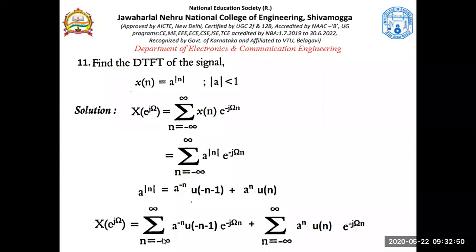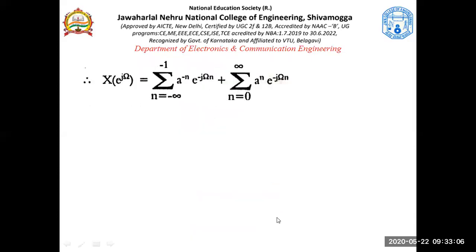Now change the limits of summation here. From where to where? U of minus n minus 1 is 1 from minus infinity to minus 1, and u of n is 1 from 0 to infinity. So those changes will happen here. Now this is in standard form, but we need to adjust these so that we can get this summation into a standard summation. Now let's see how it works out.